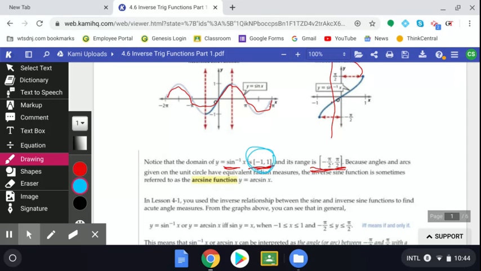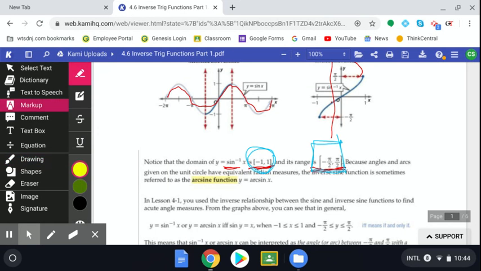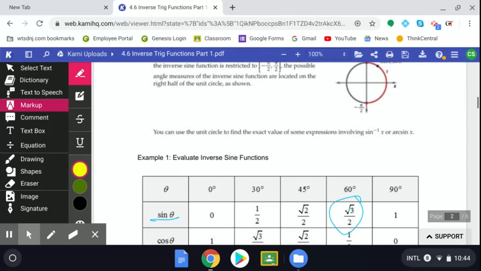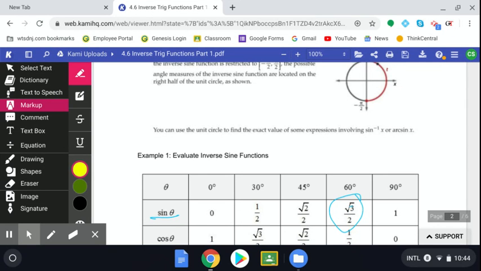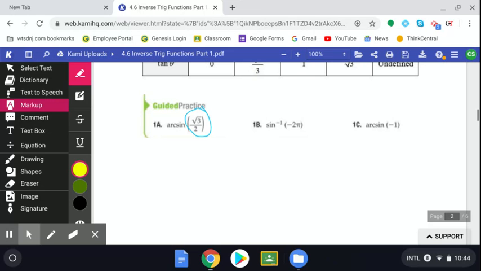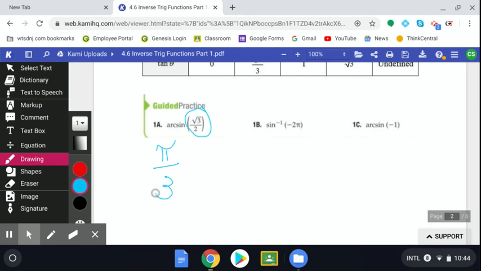It exists. And now my answer is going to have to be between negative pi over 2 and pi over 2. So the angle that has that value for sine is pi over 3, and pi over 3 is between negative pi over 2 and pi over 2. So I can write my answer here simply as pi over 3, and I'm done.